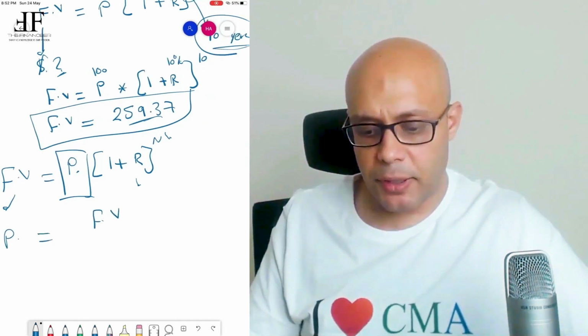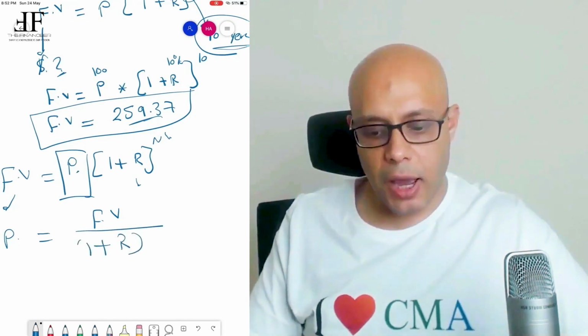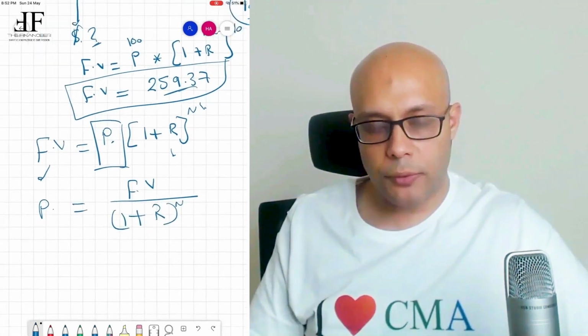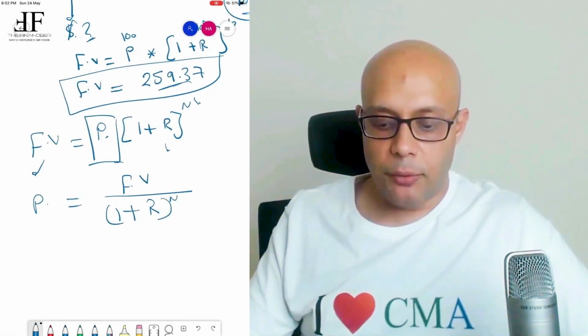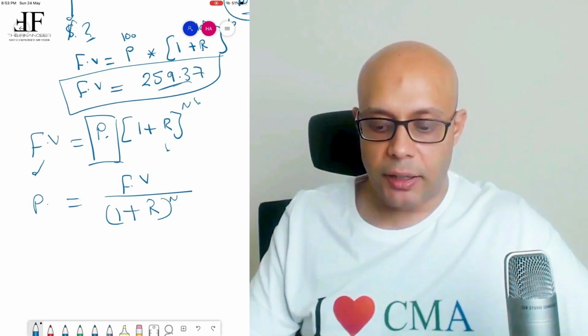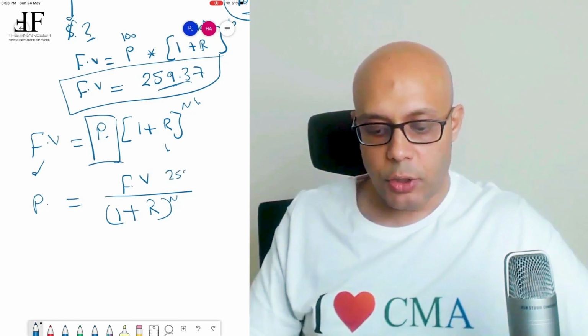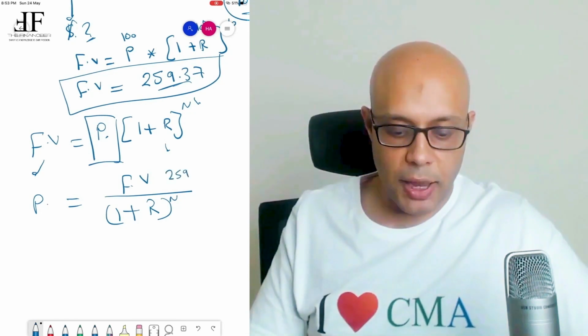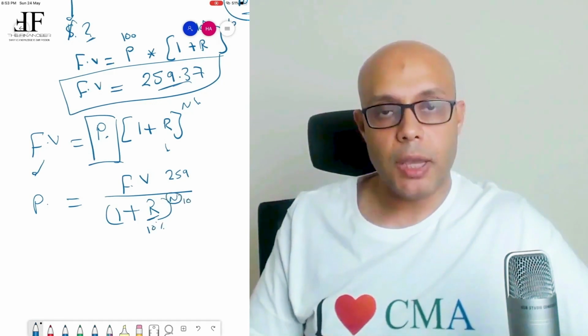So it is a very basic understanding of math. You are getting P on the left side, and P equals future value divided by 1 plus R to the power of N. So for example, if you are going to receive 259 after 10 years, and you know the R, which is 10%, and you know N, which is 10 years, and you need to calculate P, P here will be $100.